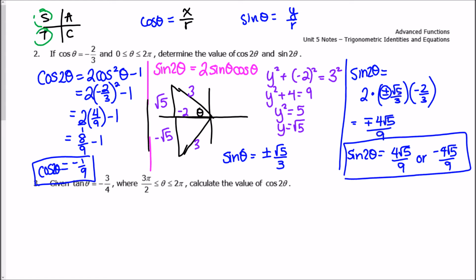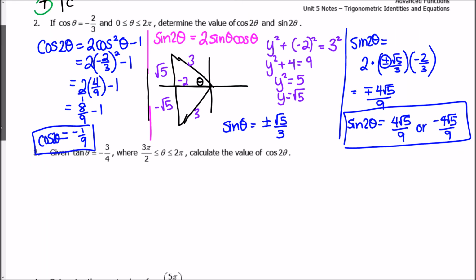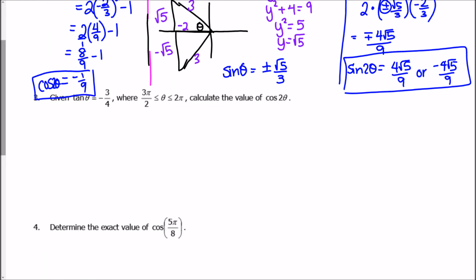Okay? All right, awesome. So let's take a look at question number 3 right here. Number 3 says, given tangent of theta is equal to negative 3/4, where theta is between 3 pi over 2 and 2 pi, so that's really convenient because they've narrowed it down for us right here. This is 3 pi over 2, this is 2 pi, so right here our triangle has to be in the 4th quadrant. Okay, we want to find the value of cosine of 2 theta.